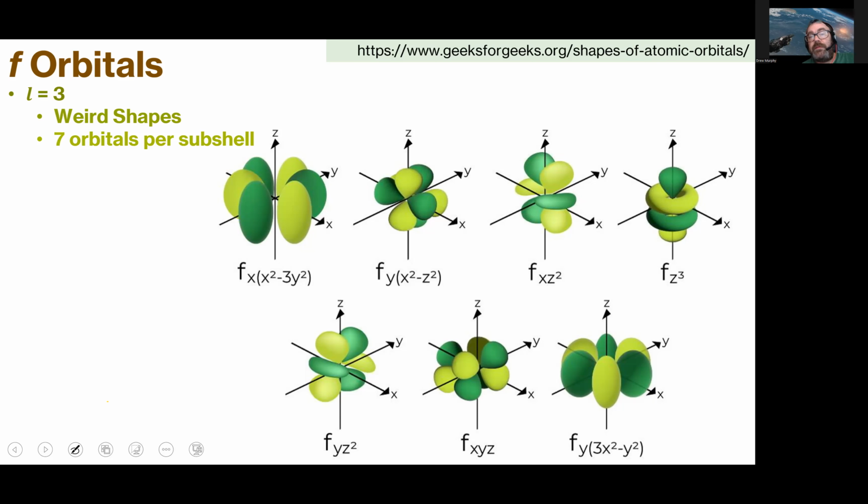Okay, 3 planar nodes. Some of them are obvious, like here you can see, there's 3 planar nodes in there. Some of them are less obvious. Because L equals 3, there's 7 orbitals in the subshell. I'm not going to test you over what F orbitals look like, so there's no stress there, although you might encounter an extra credit question or 2 about it. Okay, F is weird.